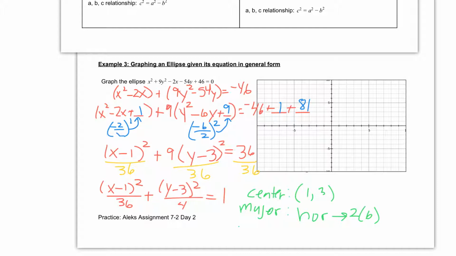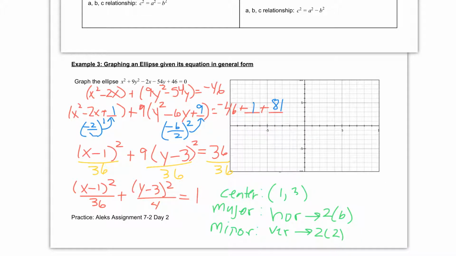And then my minor axis is going to be vertical this time, and it's going to be 2 times 2. And remember, I got this 2 by taking the square root of the b squared value, which is 4. So my vertical axis is going to be a length of 4. And then I can go ahead and graph this.